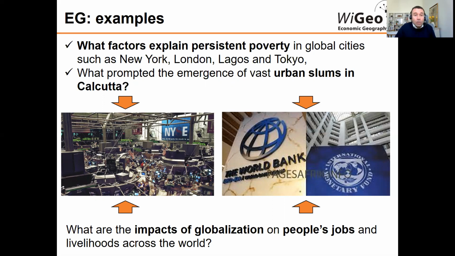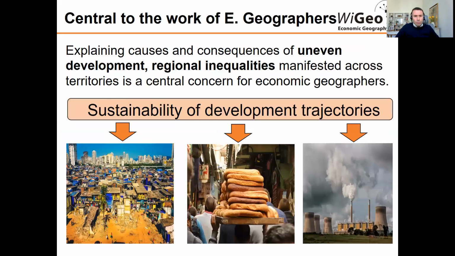For example, in India, we try to understand the emergence of these urban slums in Calcutta. These are questions that you have to back through the lenses of globalization and understanding the impact of globalization upon the labor market, for example, and upon local communities. I think this is a core focus within economic geography that is important to keep exploring.